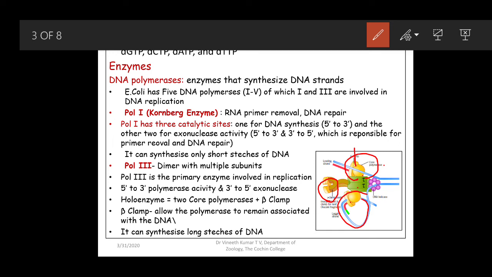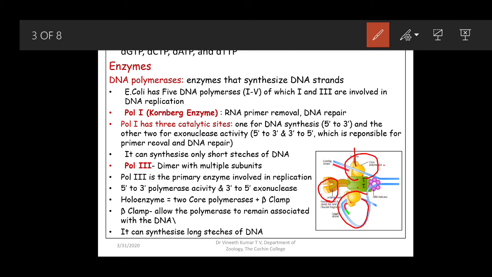So please note that Pol 1 is the Kornberg enzyme. Pol 1 is an enzyme which helps in replication. We'll see what it does in replication, but that is not the main enzyme involved in replication. It is Pol 3. I think that is clear.